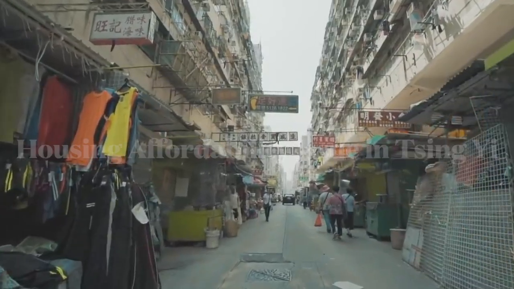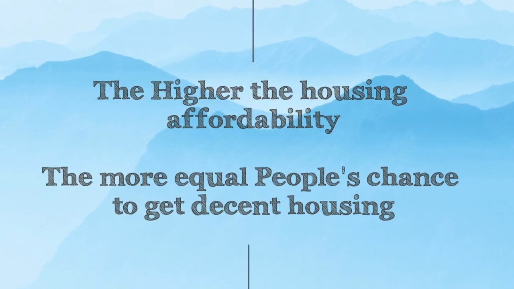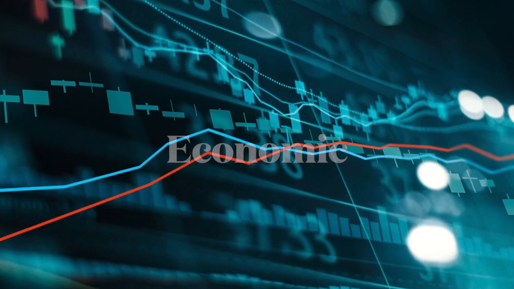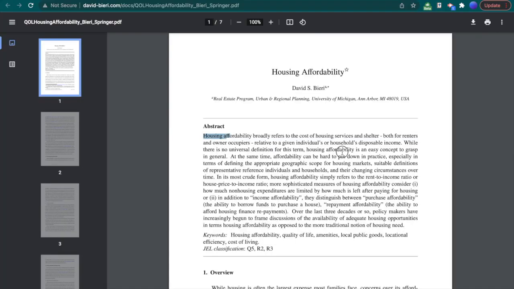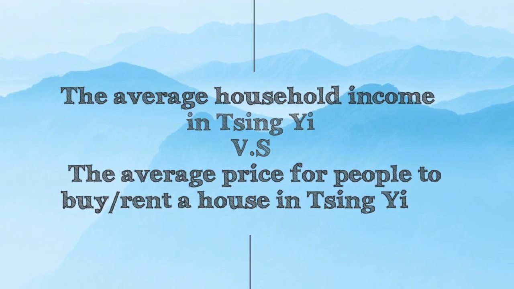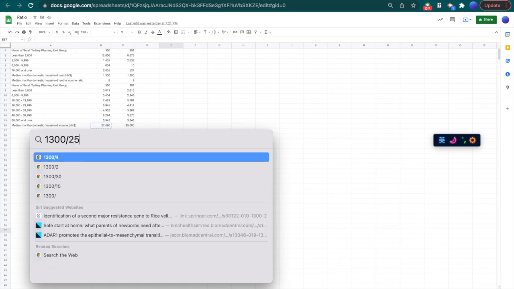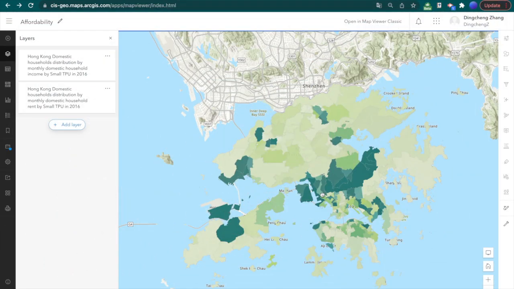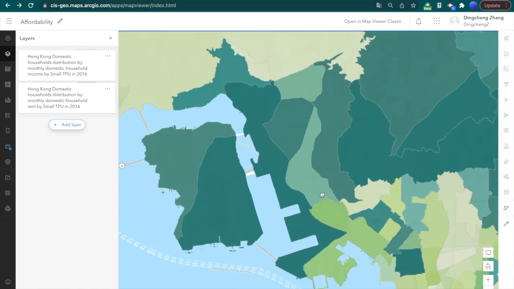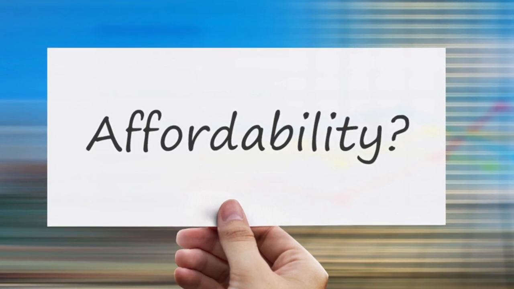This is deeply connected to the core of housing inequality, as the higher the affordability, the more equal people's chance to get decent housing. As an economic approach, according to Professor David at Virginia Tech, the term housing affordability broadly refers to the cost of housing services and its relationship with household incomes. Therefore, when evaluating it, I will compare and contrast the average household income with the average price for people to rent a house in Tsing Yi to work out their ratio. By reviewing this ratio with the other districts, we can see Tsing Yi's relative position in terms of Hong Kong, having a higher or lower affordability, thus suggesting a positive or negative impact created by the scheme and public housing.